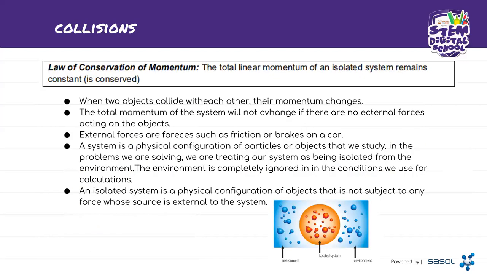So now we're moving on. We've spoken about momentum, the change in momentum, the rate of change in momentum. Now we come to the part that talks about collisions. What does the law of conservation of momentum say? It says the total linear momentum of an isolated system remains constant, or remains conserved.